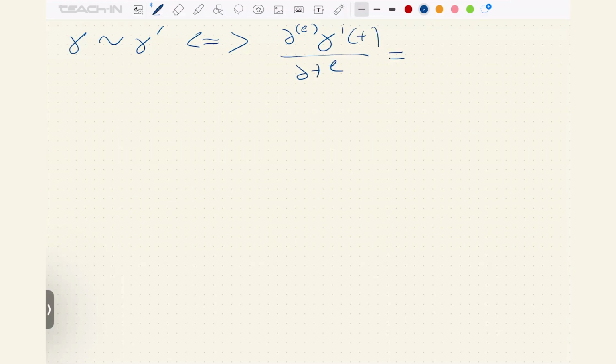And the equivalence relation: we say that gamma is equivalent to gamma prime. So two sections are called equivalent if, in coordinates, although the notion is coordinate independent, but the definition is in coordinates, d^l gamma^i(t)/dt^l equals d^l gamma'^i(t)/dt^l for all l less than or equal to k.